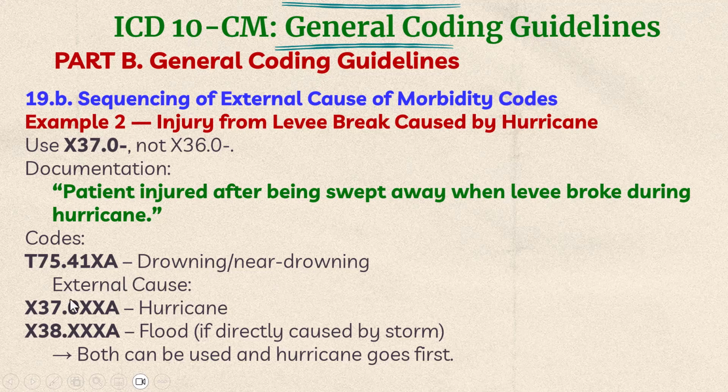Then the external cause codes: X37.0XXA for hurricane, X38.XXXA for flood, if directly caused by the storm. Both can be used, and hurricane goes first.